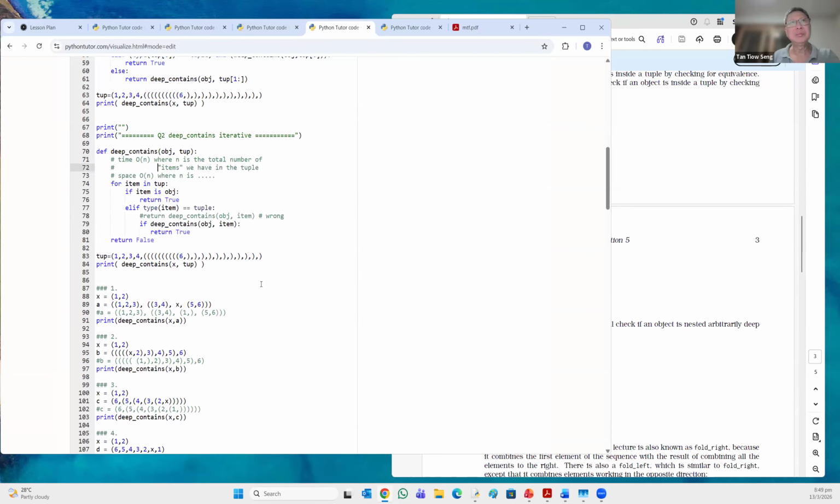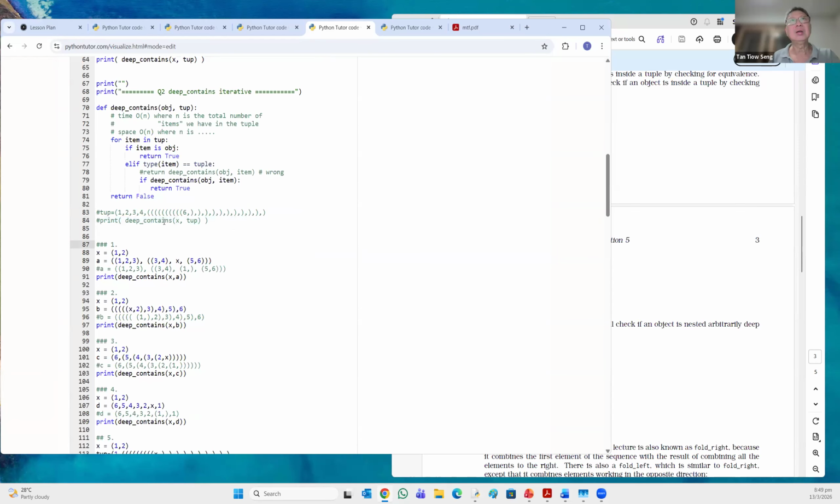Okay, so I should run this with this example. Let me just comment out these two. All right, and I put here, this is wrong. If you return this guy, then it's wrong. All right. If this is the case, then you have to recursively go in there to return true.